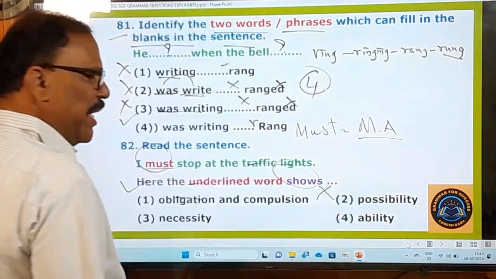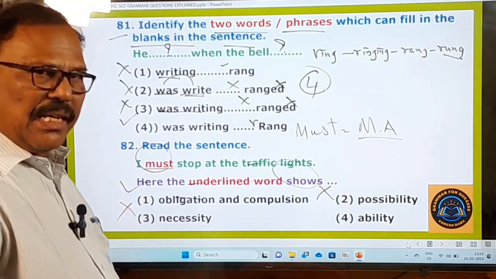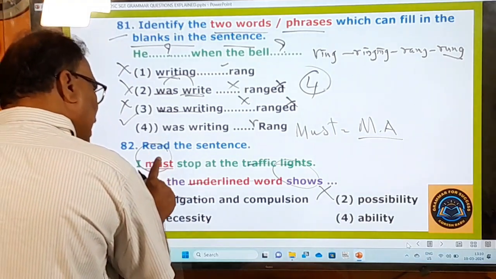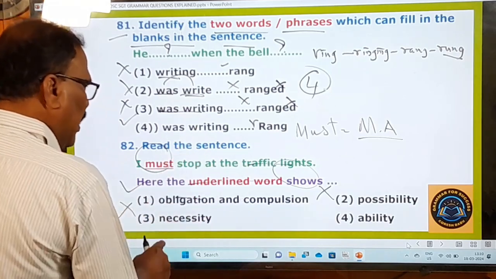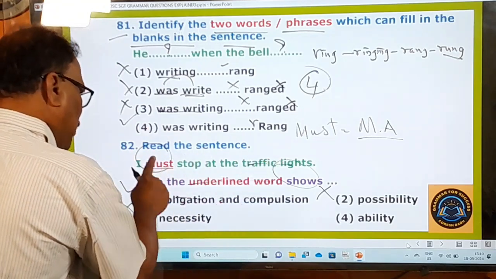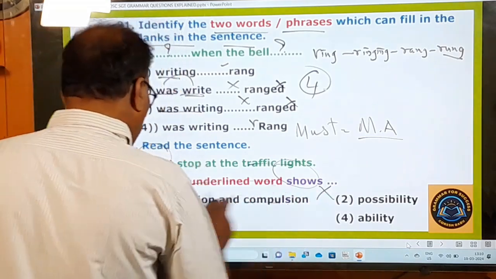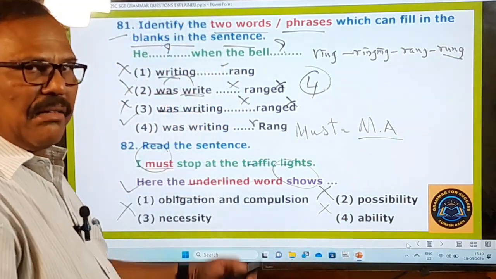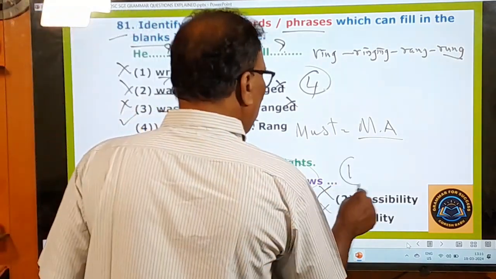And possibility, no, "may" indicates the possibility. And necessity, of course, it also indicates necessity. But here in this sentence, this word is showing only obligation. It is your duty to stop at the traffic lights. It is a compulsory thing for you to stop at the traffic lights, and therefore in this sentence, this "must" is indicating obligation and compulsion. So that's why the first one is the right one, the second one is wrong, the third one is wrong. Ability, you know, again "can" or "could" will indicate ability. So the second, third, and fourth ones are wrong. Only the first one is going to be your answer.